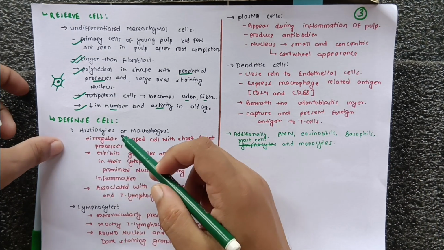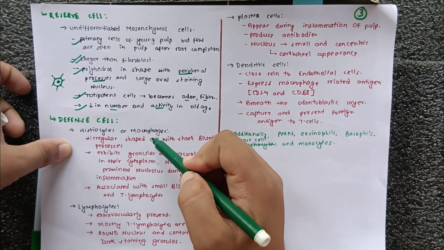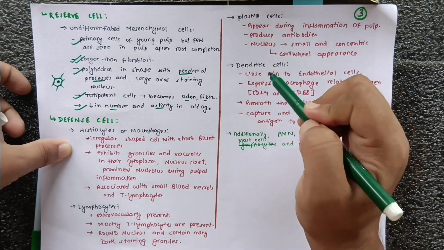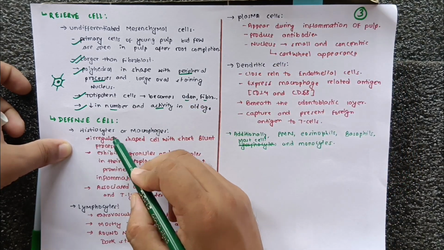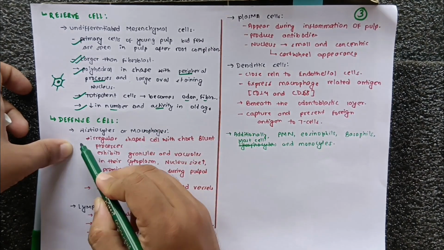After that, the defense cells. We have different kinds: histiocytes, macrophages, lymphocytes, plasma cells and dendritic cells. The histiocytes are the macrophages. They are irregularly shaped cells with short blunt processes.